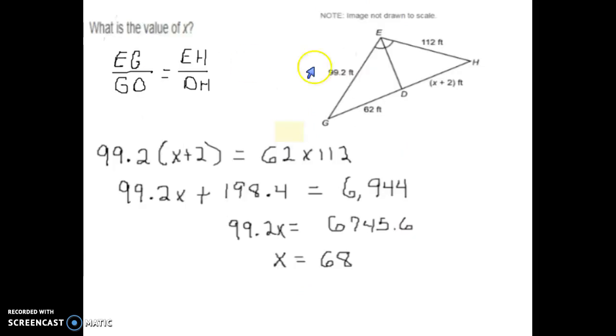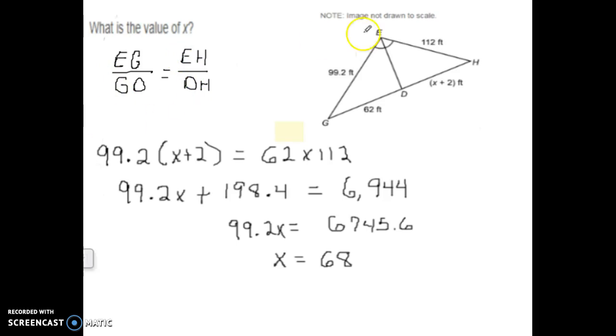The next one is another angle bisector that we have here, and they want us to find the value of x. And so they've already labeled all our parts. We can simply put it in our ratio. EG over GD is equal to EH over DH.